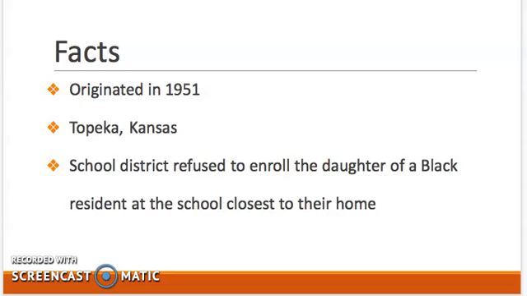So to start off the facts, this case actually originated in 1951, even though it ended in 1954. It started in Topeka, Kansas, when the Topeka Public School District refused to enroll the daughter of a Black resident at the school that was closest to their home.